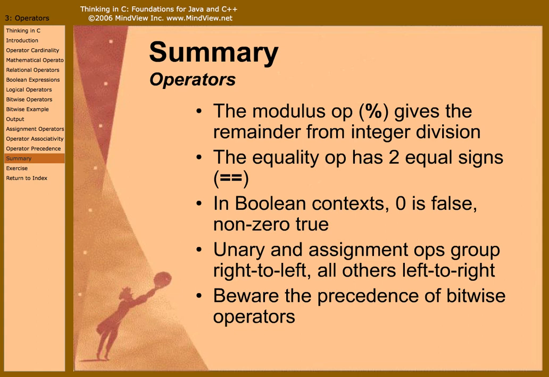The other thing that's quite different in C is the fact that it doesn't have any Boolean type. And so just remember 0 is false, non-zero is true. As far as how operators group, it's really quite intuitive. Unary and assignment operators group right to left, everything else left to right. But finally, beware of bitwise operators.